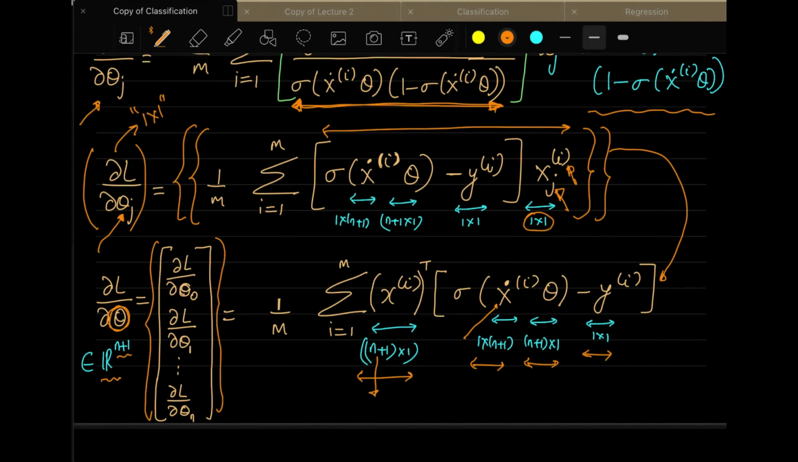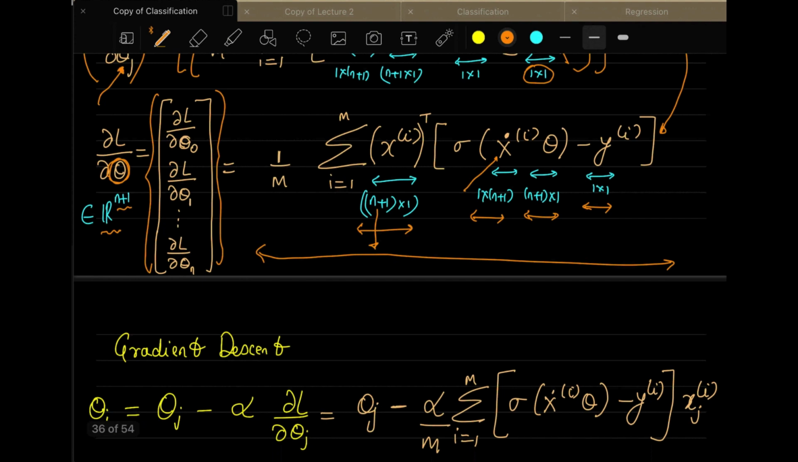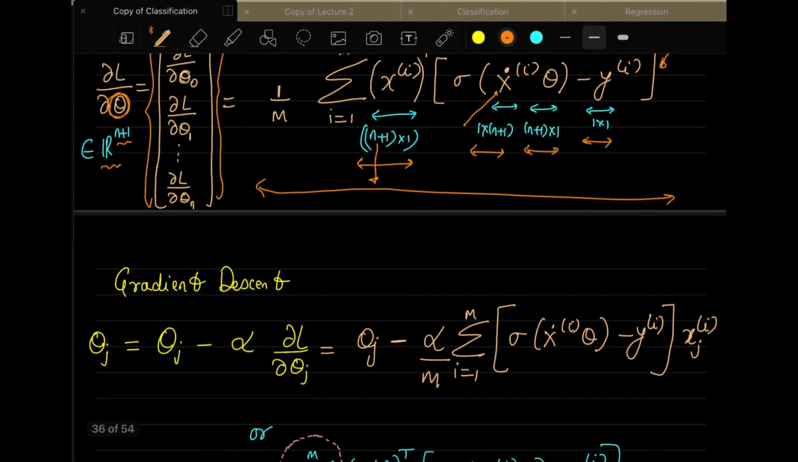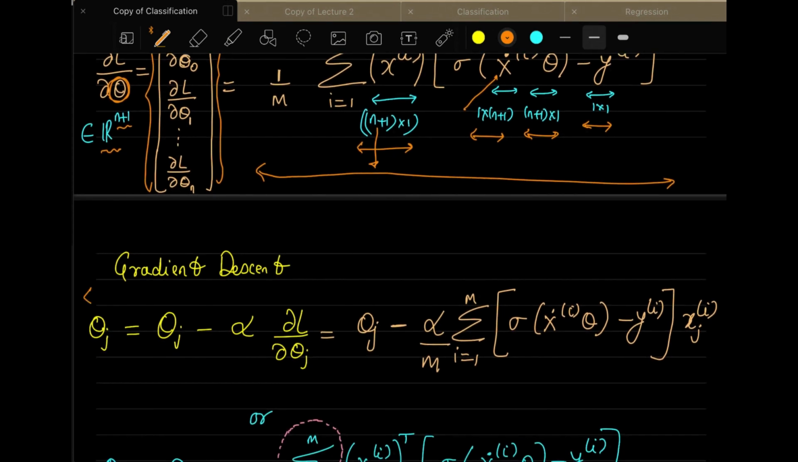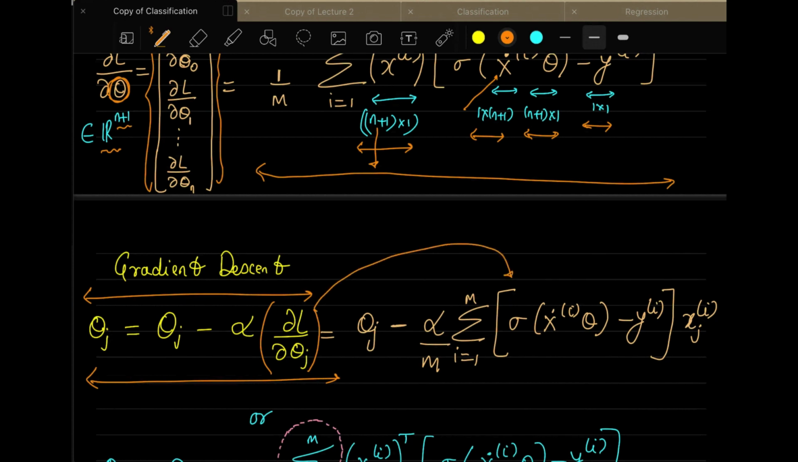So this is basically the derivative of the loss with respect to theta and not with respect to theta j. So you can now write the gradient descent as this. This is the equation we already discussed, and then this part, the derivative of the loss with respect to theta j, can be written as this, which we have already derived now.